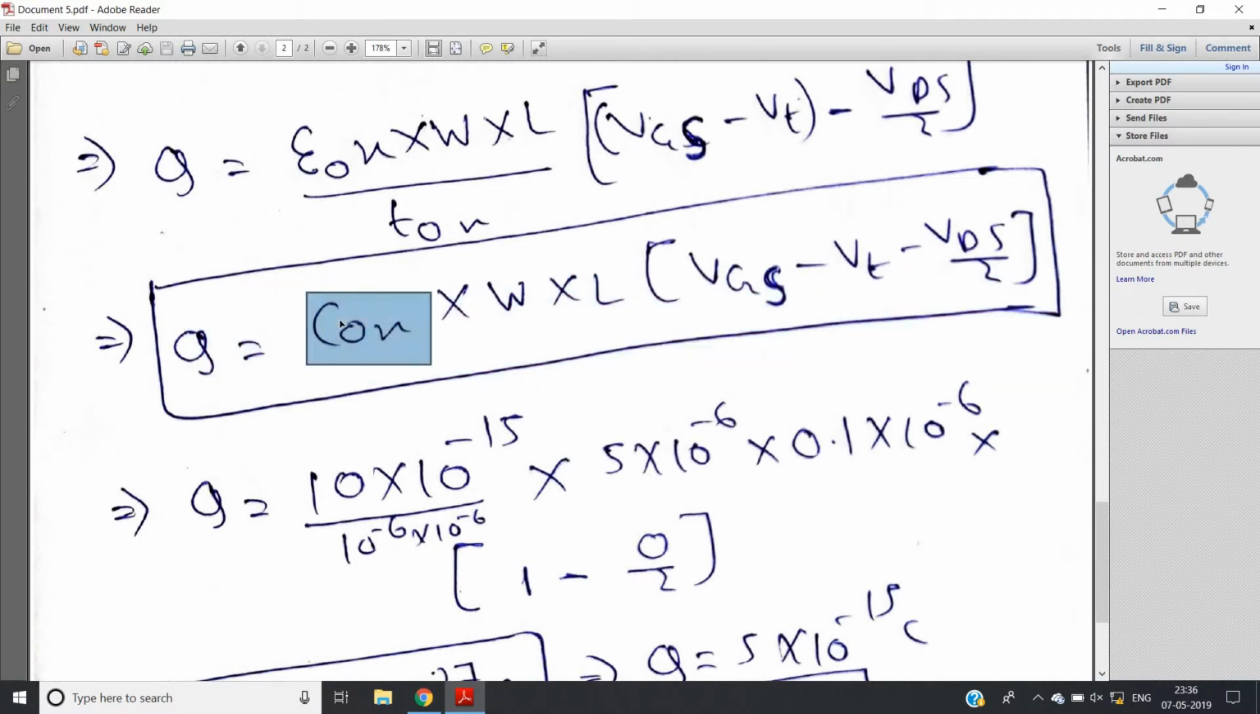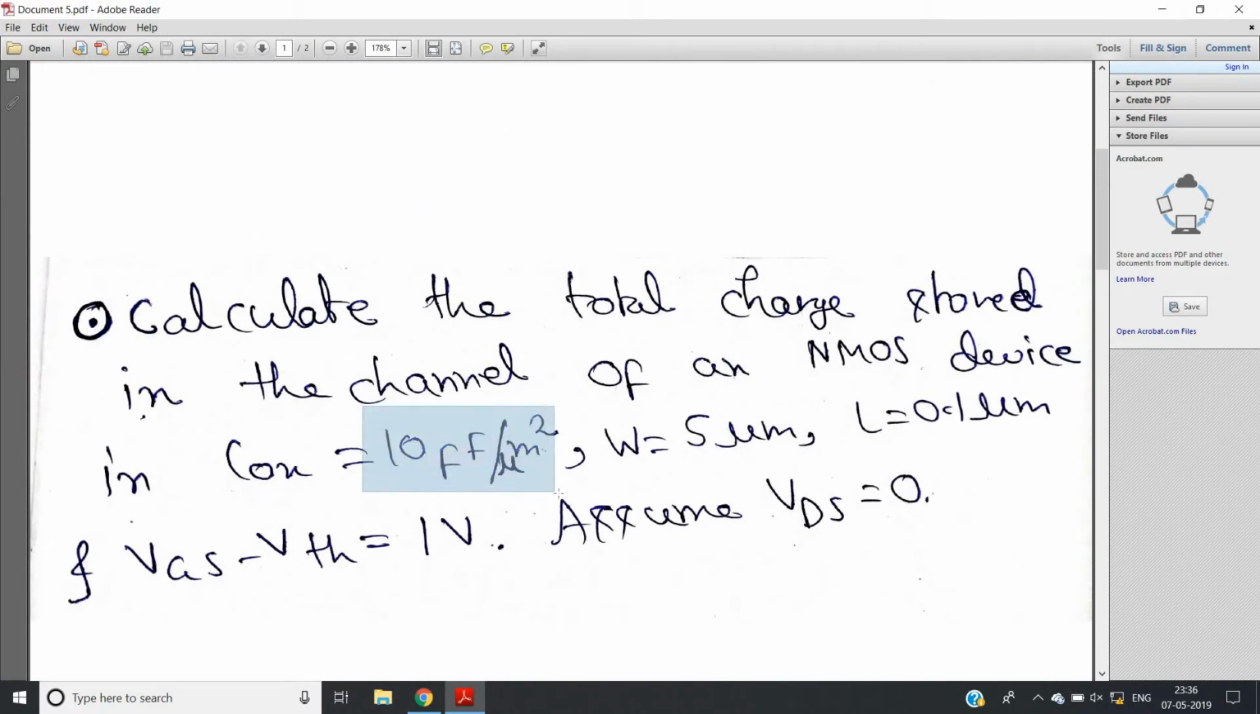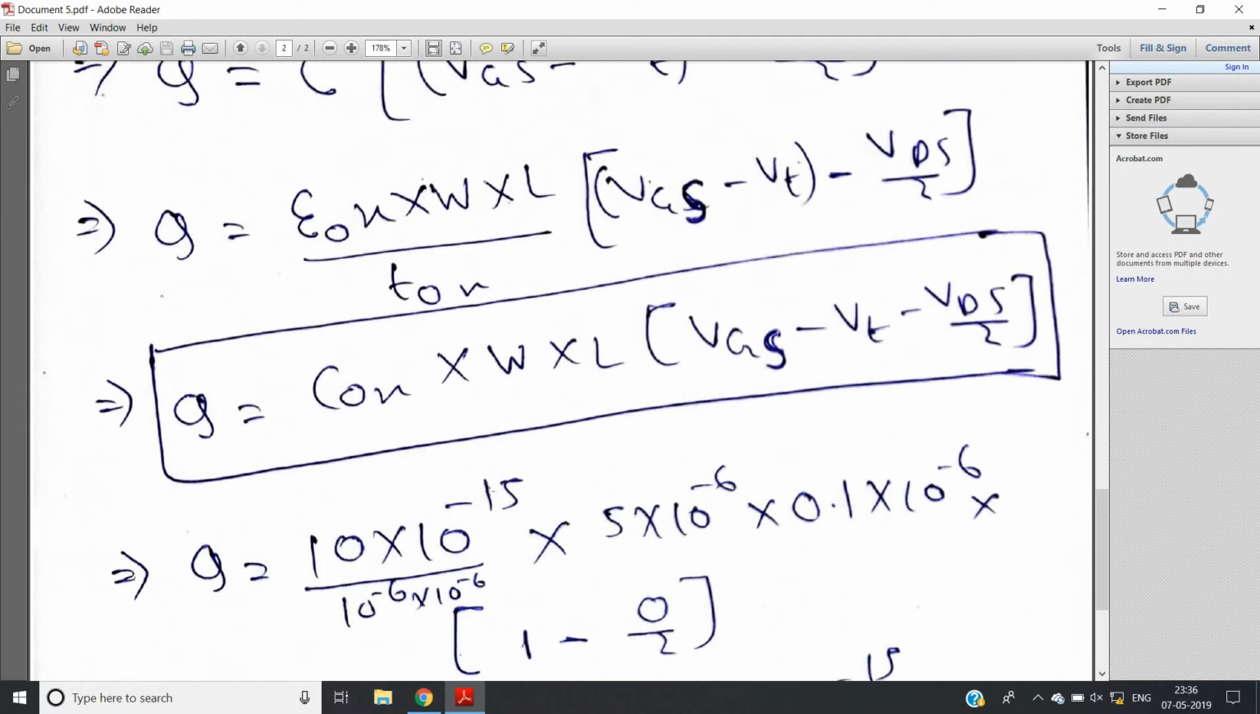COX is given already. Let's check the COX value. That is 10 femtofarad per micrometer square. In this portion you should pay very good attention to the units, because you may make mistakes if you take it lightly. Femtofarad means 10 to the power minus 15 farad. Micrometer square means 10 to the power minus 6 into 10 to the power minus 6 meter square. I always suggest converting every unit to SI, so that your solution becomes easier and you can choose the units properly without any mistake.